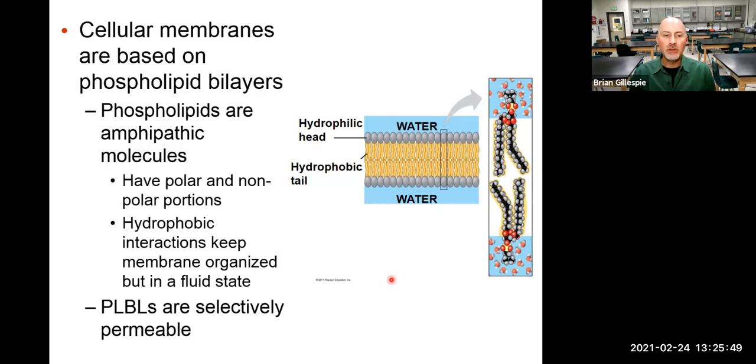Now, all phospholipid bilayers are selectively permeable. And that simply means that they will allow certain molecules to pass from one side of the membrane through the hydrophobic region across to the other side, but other molecules don't make it through that barrier. And this is important for cells because cells have to be able to control what can come into or what can exit the cell. Phospholipid molecules are fundamentally selectively permeable, and we'll build on that.